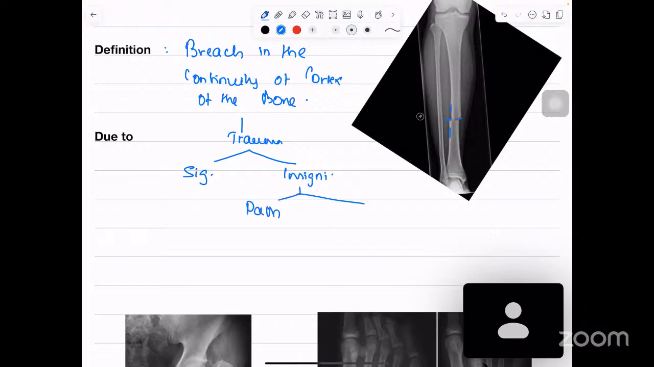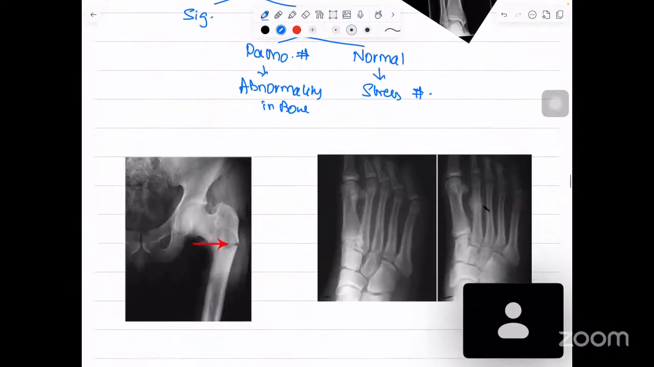Pathological bone ல வந்துச்சுன்னா என்ன, நார்மல் போன்ல வந்துச்சுன்னா என்ன. If it is a pathological fracture, okay, there is some abnormality in the bone. நார்மலா எல்லாருக்குமே வந்து ஒரு இன்சிக்னிஃபிகன்ட் ட்ராமால வருமா, கண்டிப்பா வரும். That is known as stress fracture. Okay, pathological fracture, there is a abnormality in a bone, whereas in normal bone la it is known as a stress fracture.